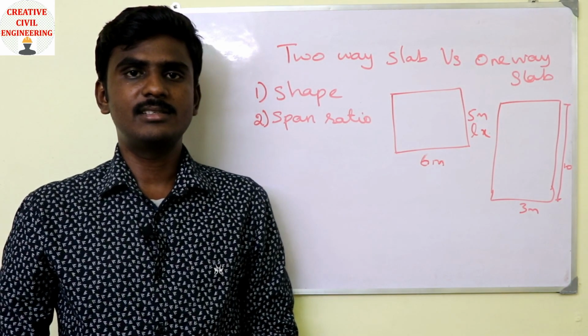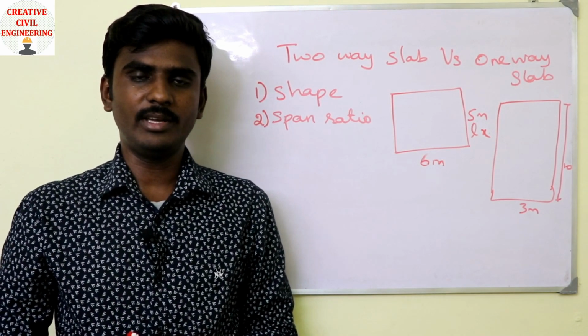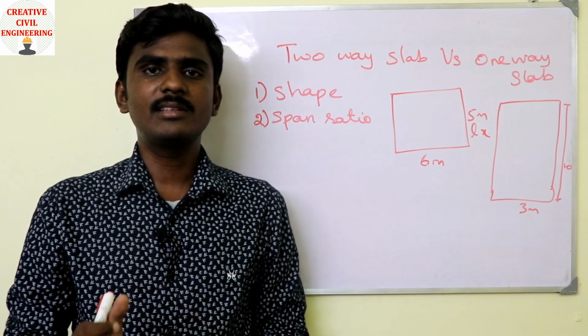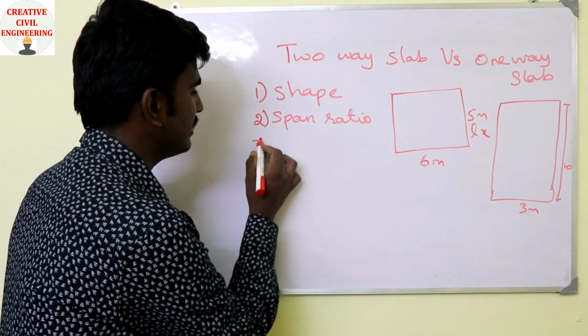Third difference depends upon the support condition. Okay, support means the joining place between slab and beam or slab and wall. Okay, so the third condition is the support condition.